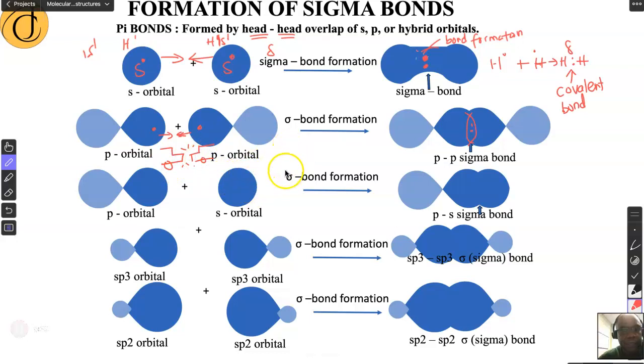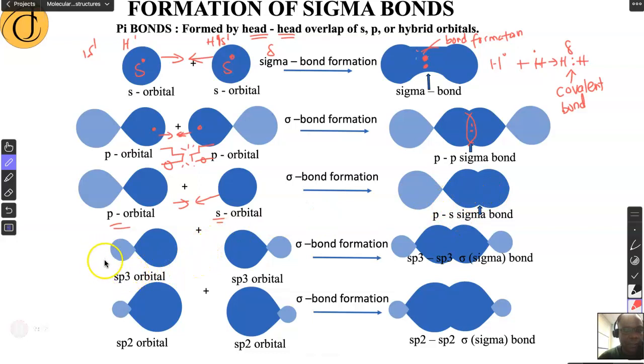Pi orbital is made by side-side overlap. I'll show you that. You can also have a ps or sp overlap where a p orbital overlaps head-head with an s. You get a bond right there. When p orbital and s orbital overlap, you will get a ps sigma bond.